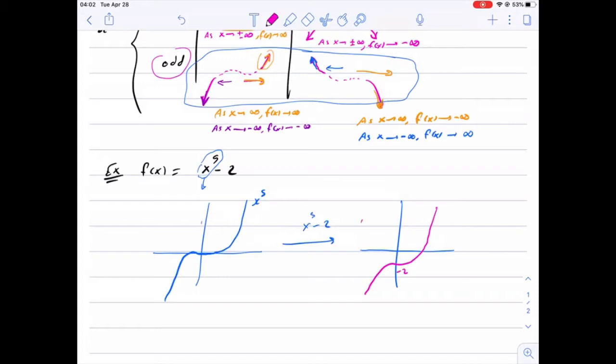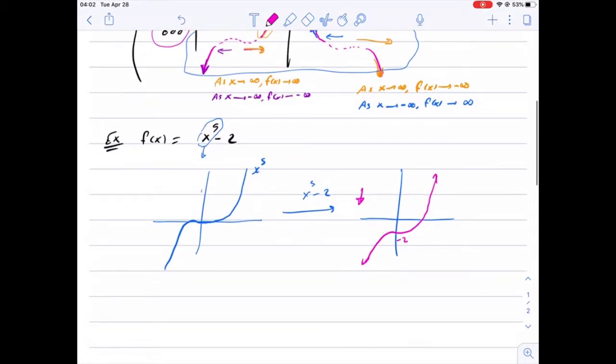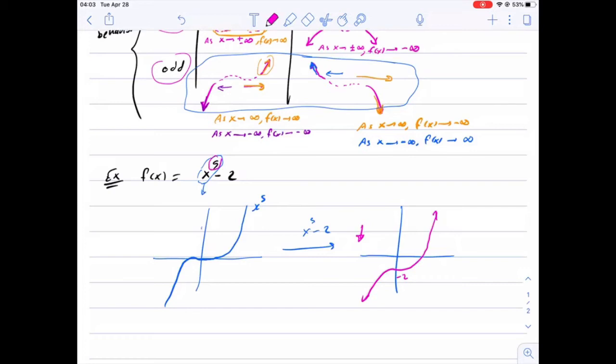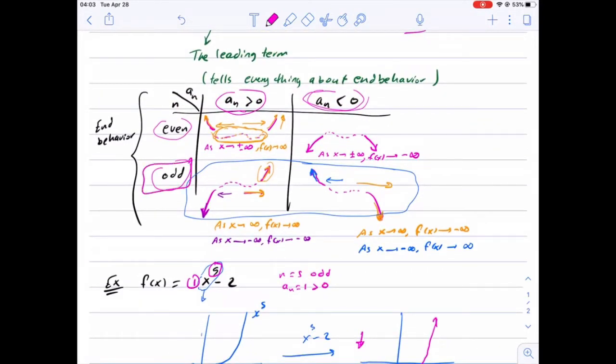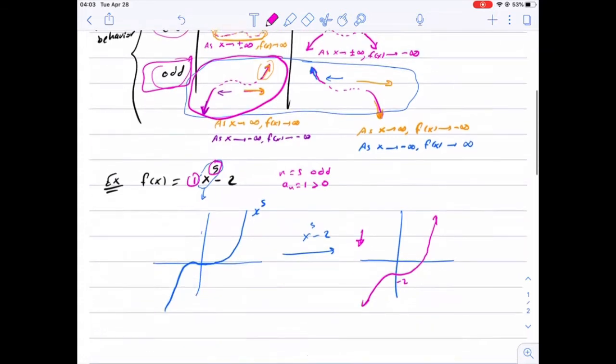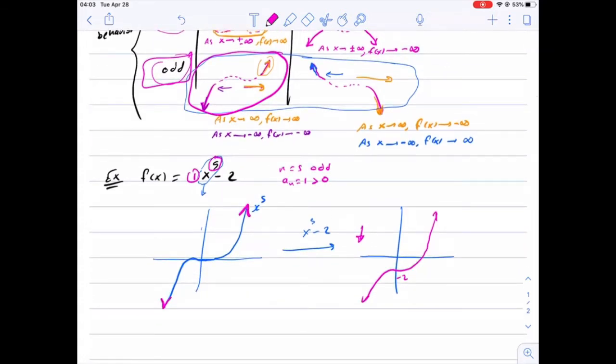So we have a shift down 2 units, but we have the same end behavior. As you can see, the power is odd, n is 5, and the leading coefficient is 1. So a sub n is 1, which is greater than 0. When n is odd and a sub n is positive, then the graph looks like this. And as you can see, we have this behavior.